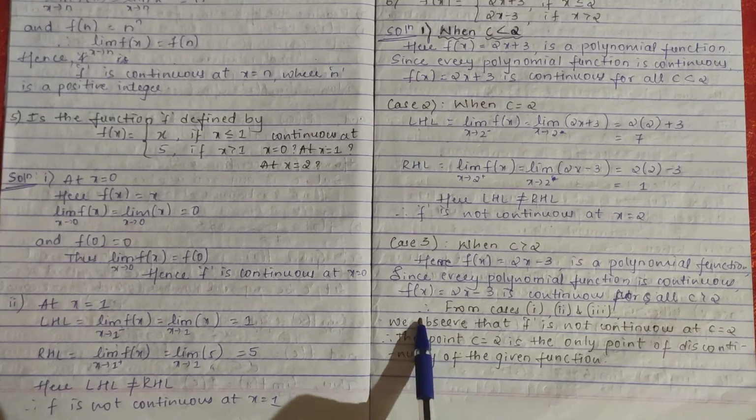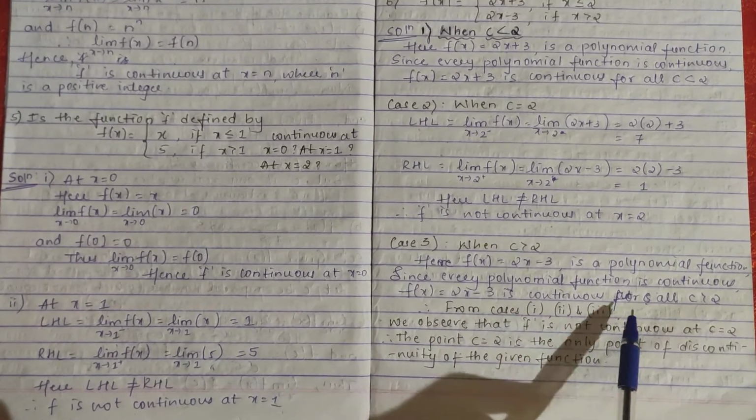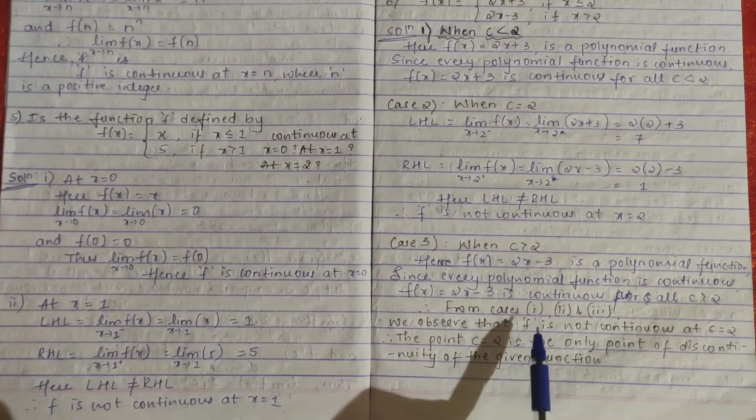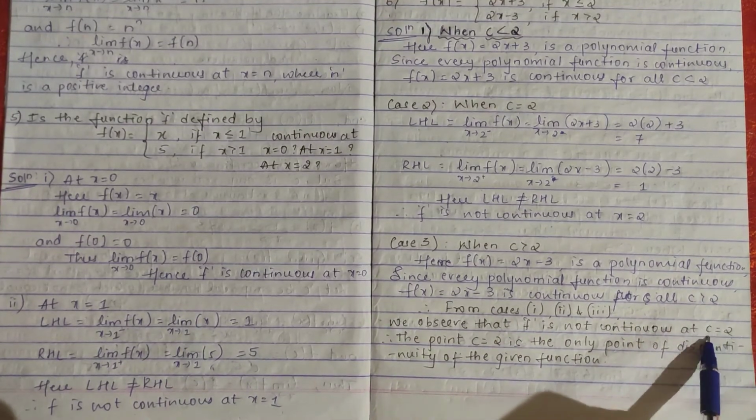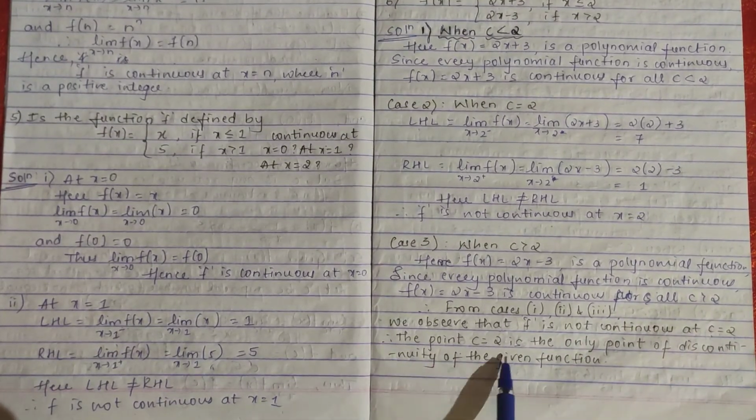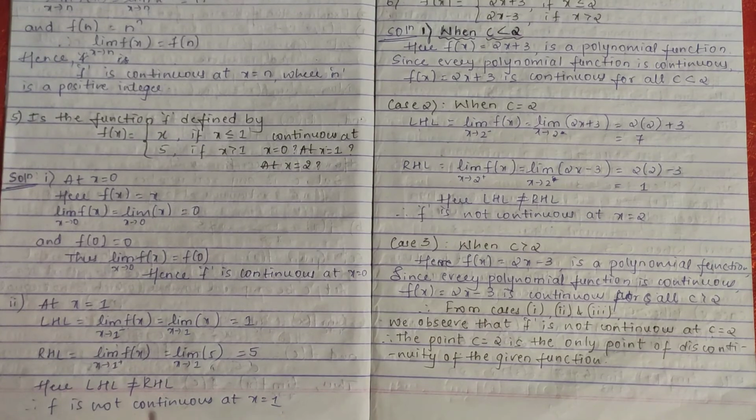Okay. Therefore, from case 1, 2 and 3, we observe that f is not continuous at c is equal to 2, right? Only at c is equal to 2, it is not continuous, whereas at c less than 2 and greater than 2, it is continuous. Therefore, the point c is equal to 2 is the only point of discontinuity of the given function. Please be careful in these problems.